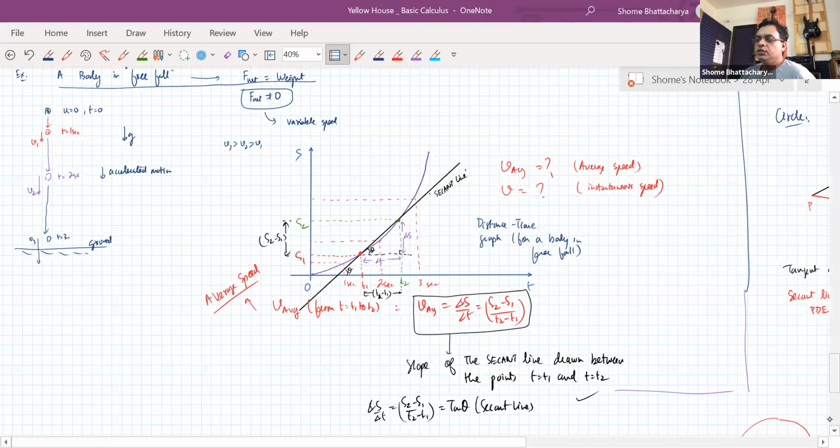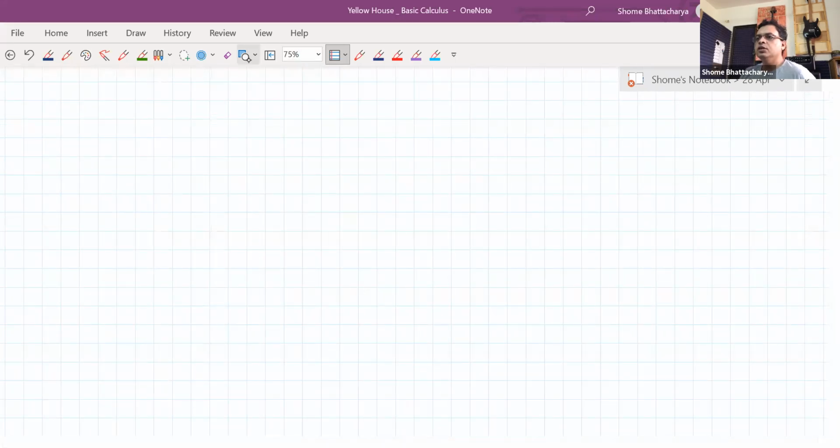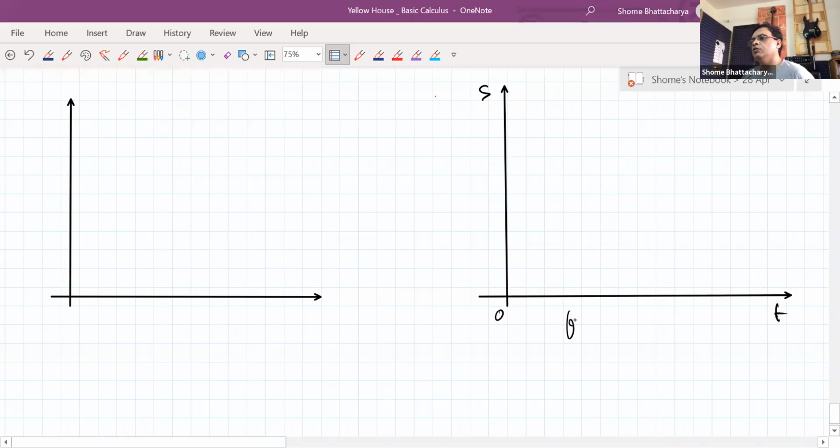Okay, so now what you can also see is that in this case, the average speed is not going to be the same for all intervals. If you compare the earlier graph that we had, which was the case of uniform motion on a horizontal surface, with this one, which is free fall, we are doing a comparison of S versus T for free fall and S versus T for uniform motion.